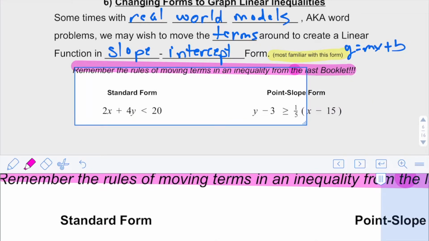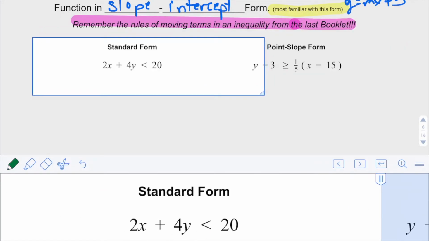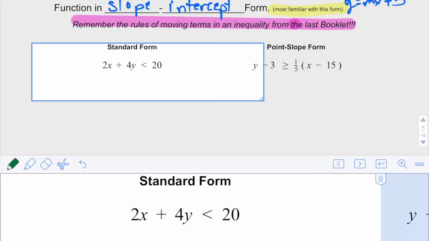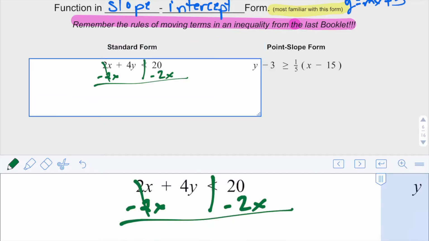Okay, so let's come down here and do a couple examples real quick. So here's our standard form and we want to get it into slope-intercept. So I want to move the x term to the other side, right? So I'm going to subtract 2x. I'm going to draw my balancing point. Subtract 2x. These two x's cancel, so I'm left with 4y is less than negative 2x plus 20.